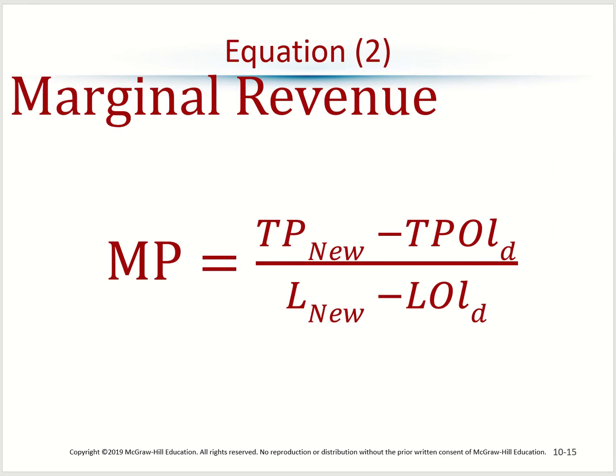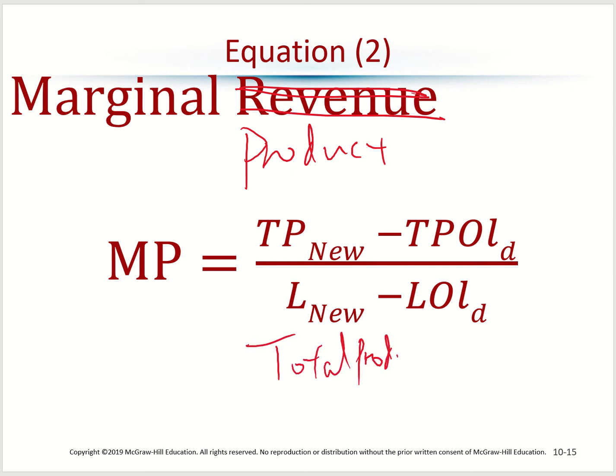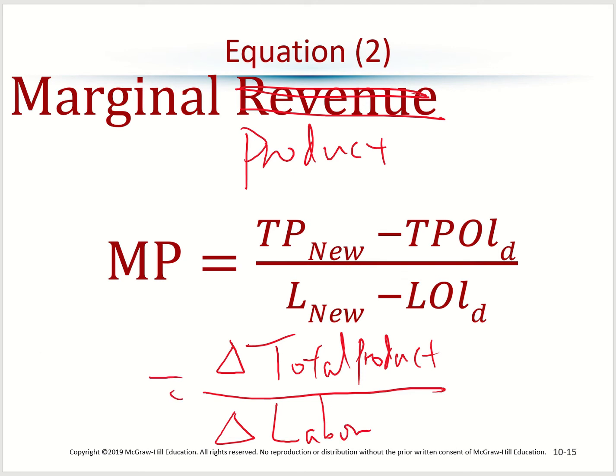And then next, this is your first formula, your marginal revenue. Well, this is a typo here. This is your marginal product. So marginal product, this is your marginal production. What that is, you're going to take the change of your total production, divided by the change of labor. That's your marginal product of labor.